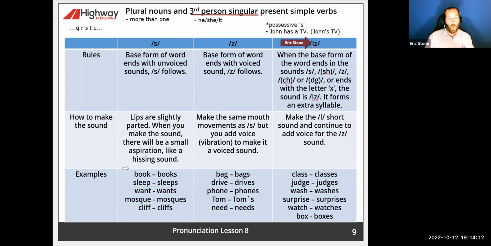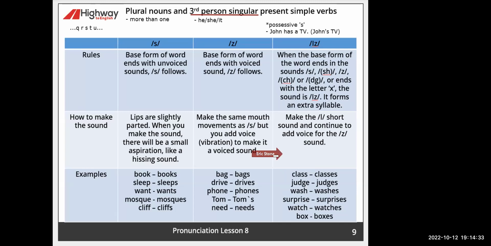Look at this one. Book, one syllable. Books, one syllable. The same, no change. But class, classes. There you have one, then two syllables, like 1, 2. Okay, so that's that. Those are the three sounds. All right, great.